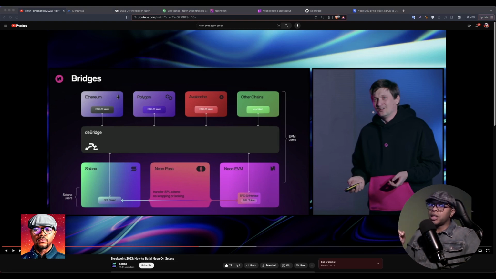So basically what he just said is their partnership with deBridge now connects Neon EVM with other EVM chains, i.e. Ethereum, Polygon, Avalanche, and other EVM chains as well. So Neon EVM is also an interoperability play because of the EVM component, right? So this is another reason I'm so bullish on this one, guys.